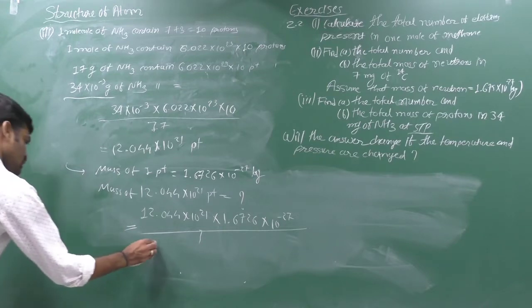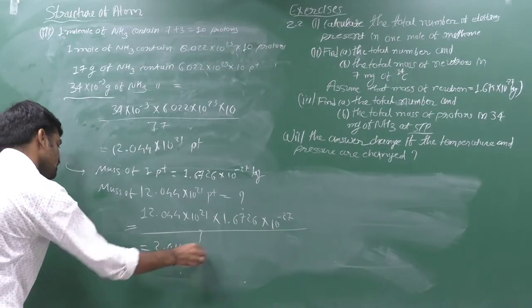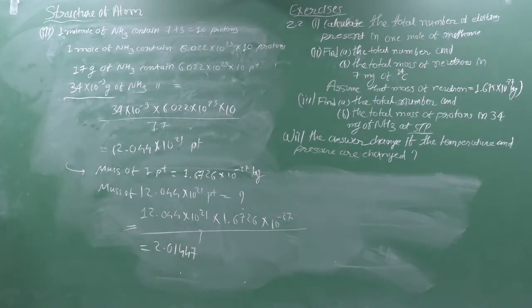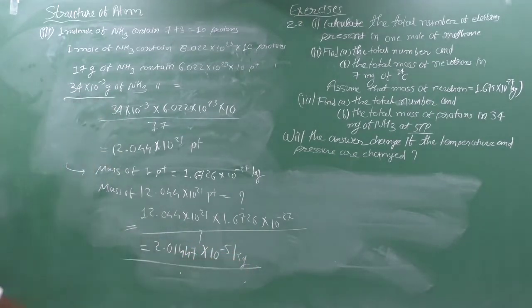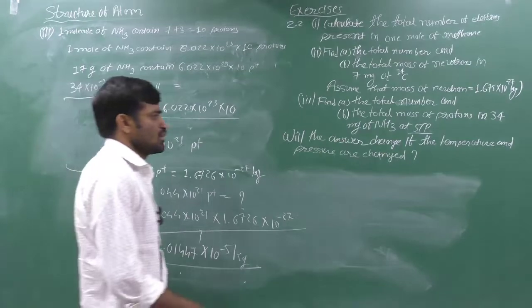Calculate it, 2.01447 into 10 raised to minus 5 kilogram. This is the mass of protons which is present in ammonia.